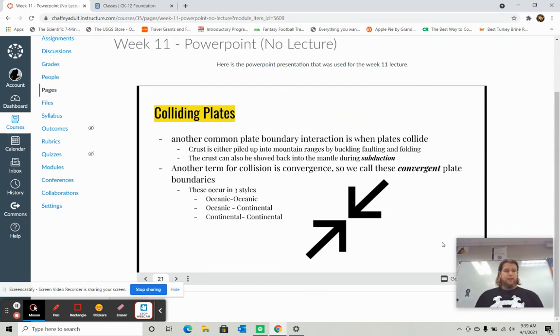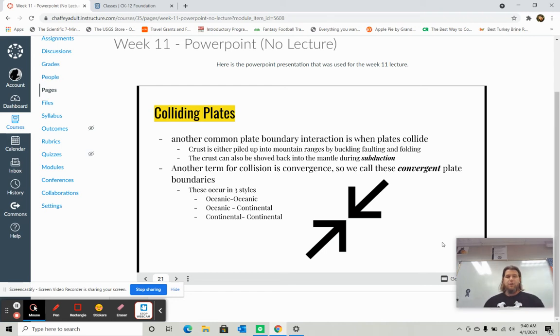Now with colliding plates, so convergent boundaries, they come together. So the crust is either going to be piled up into mountain ranges by buckling, faulting, and folding, and there are great pictures of that. Or if they meet, the old cold slab of Earth can dive down into the planet, and then it'll start to recycle the material, and it'll partially melt and rise up again. That's called subduction, and it's a pretty big part of plate tectonics. And so another term for this is convergence.